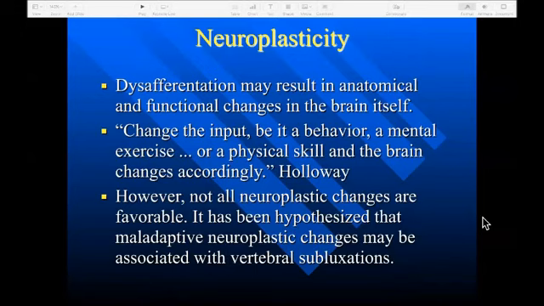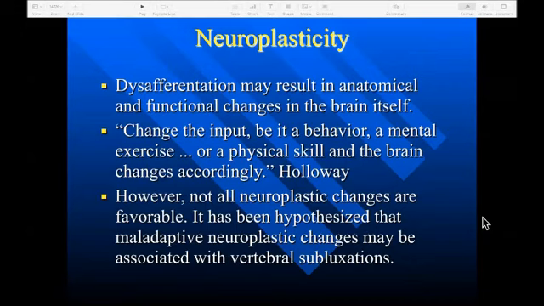A manifestation of nerve function is neuroplasticity. And basically, neuroplasticity results in both anatomical and functional changes in the brain itself. As Holloway wrote, change the input, be it a behavior, a mental exercise, or a physical skill, and the brain changes accordingly.